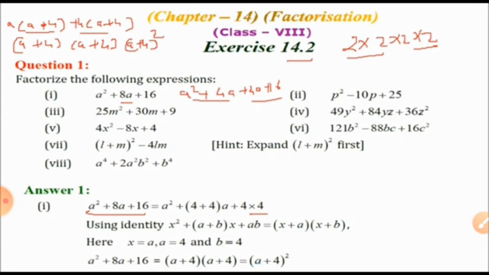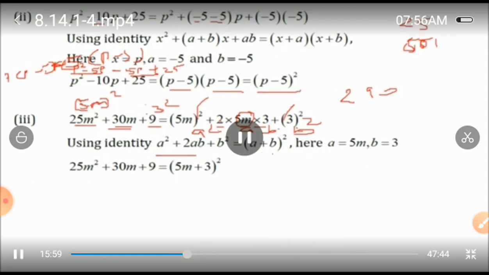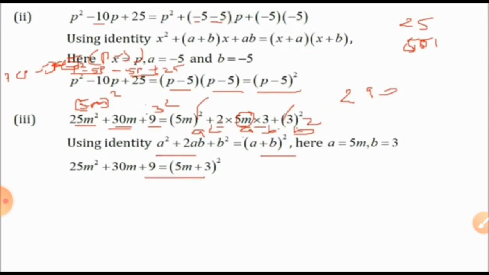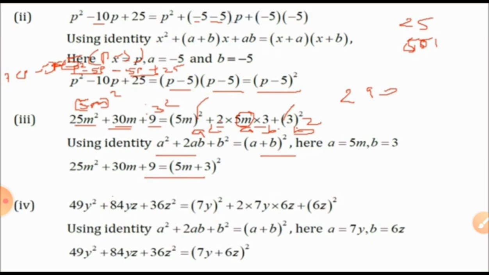Okay, perfect. Clear. Can we write it like that also? Why not? 4a plus 4a and 16. Both the terms remain the same. Look at the second one. P square minus 10p plus 25. Same way, the identity you have to use is x square plus a plus b, x plus ab.